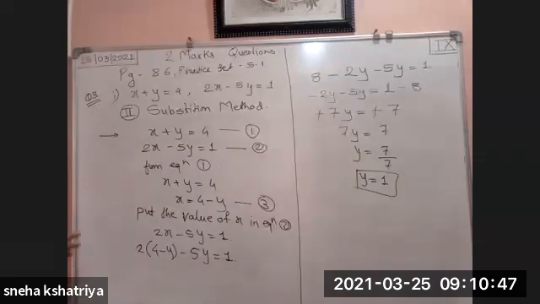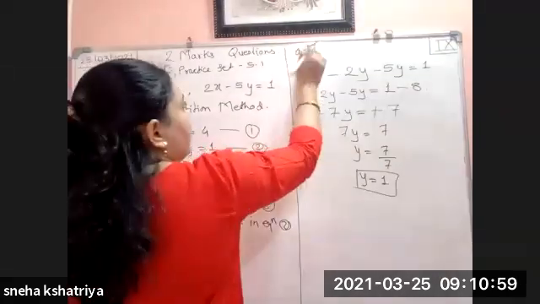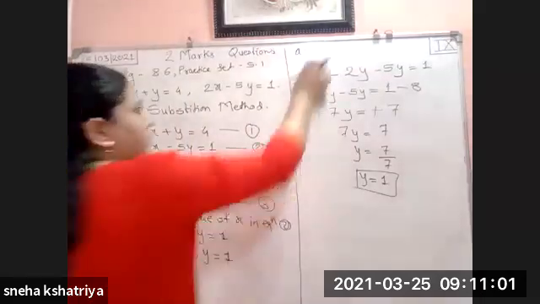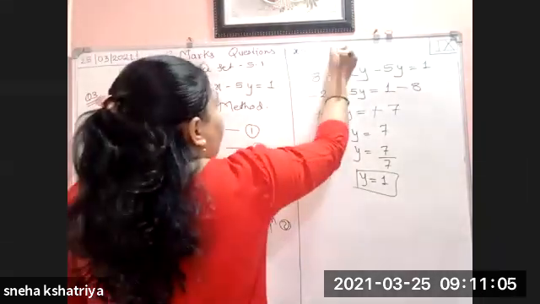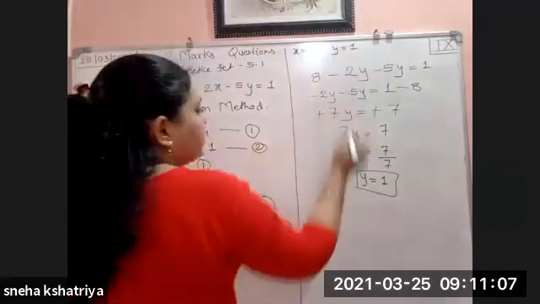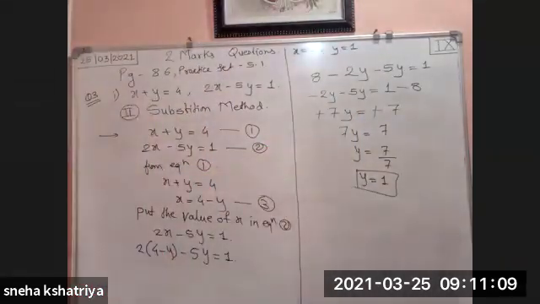See, the value of y is equal to 1 in the substitution method and the elimination method are the same. There is no difference. In the elimination method, we found the value of x as 3 and y is equal to 1. In both, we found y is equal to 1.